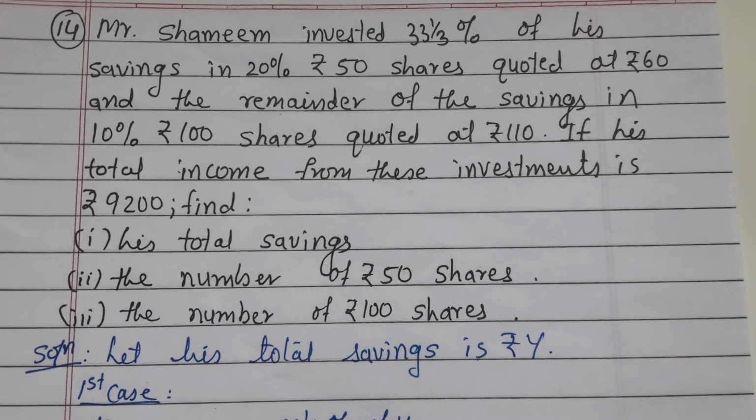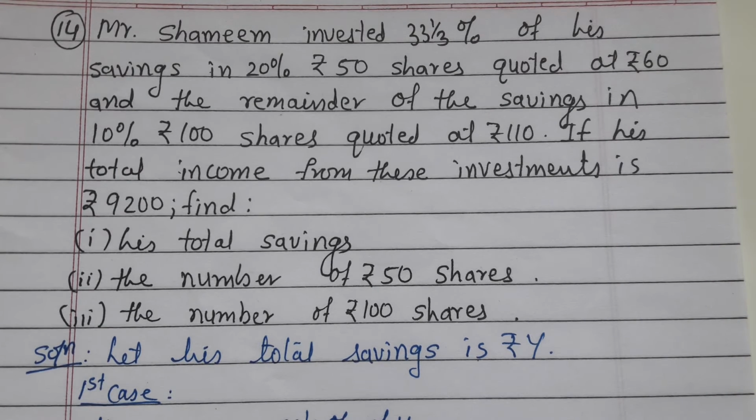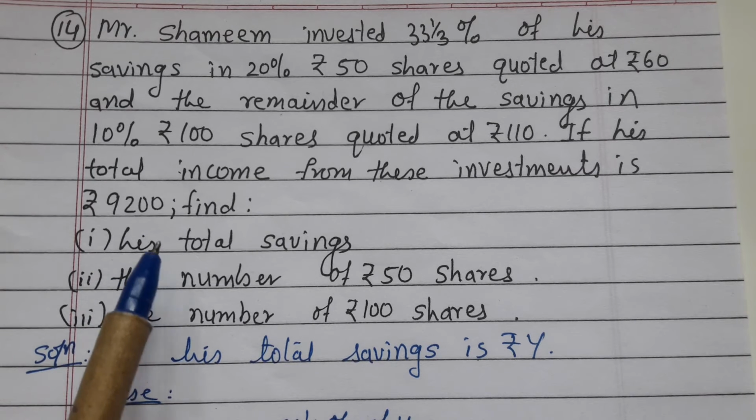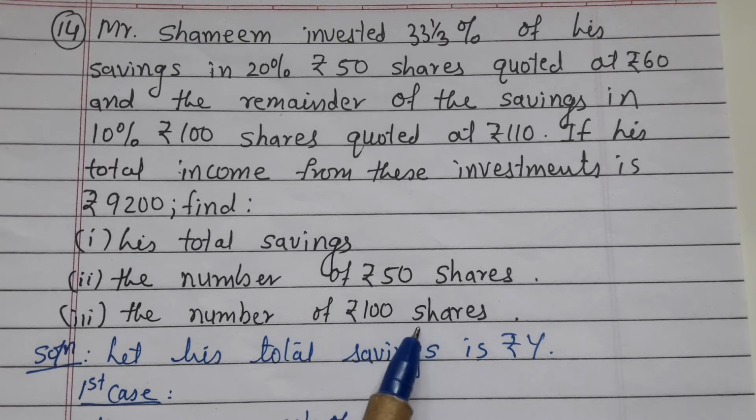Sum number 14. Mr. Samim invested 33.13% of his savings in 20% rupee 50 shares quoted at rupees 60, and the remainder of the savings in 10% rupee 100 shares quoted at rupees 110. If his total income from this investment is rupees 9,200, find his total savings, the number of rupee 50 shares, the number of rupee 100 shares.